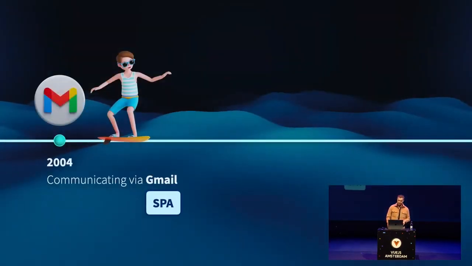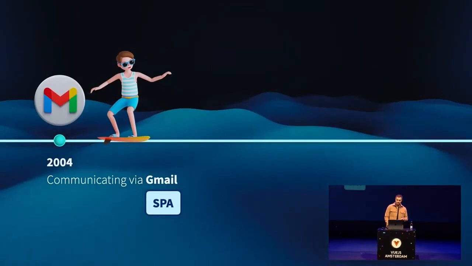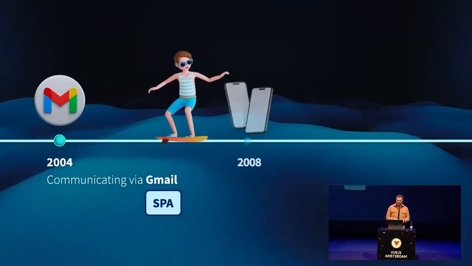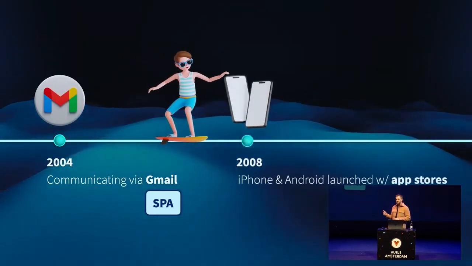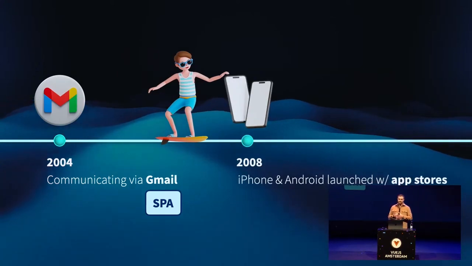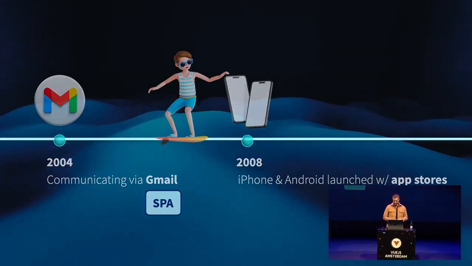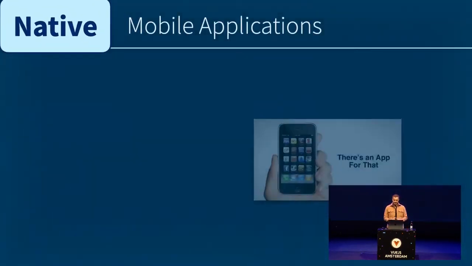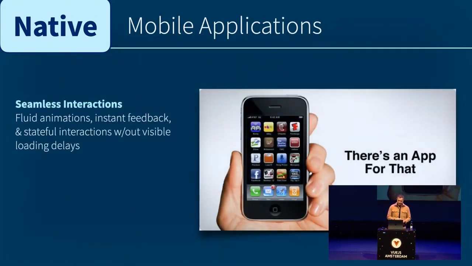Now, the introduction of the SPA was very timely because soon thereafter, around 2008, we saw the introduction of both the iPhone and the Android, and their respective app stores. And this catapulted the native app revolution, and these apps featured seamless interactions with fluid animations. There was instant feedback with stateful interactions without any loading delays. And this really set a new standard for what users came to expect from their digital experiences.